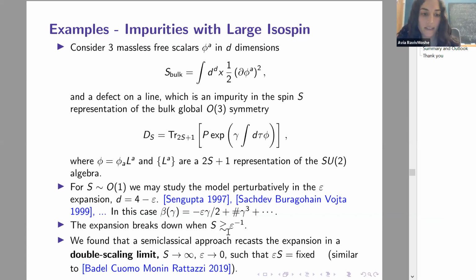So what we found was that we can use a semi-classical approach that recasts the expansion in a double scaling limit. The double scaling limit is defined such that S goes to infinity and epsilon goes to 0, such that the multiplication of epsilon times S remains fixed. And this is interestingly very similar to the results in a paper by Badel, Cuomo, Monin, and Rotazzi from 2019, where they studied the O2 model near 4 dimensions with no defect at all, just large charge analysis. And they calculated the scaling dimensions associated with heavy operators. They also found a double scaling limit, and it acts very similar to what went on in their paper.